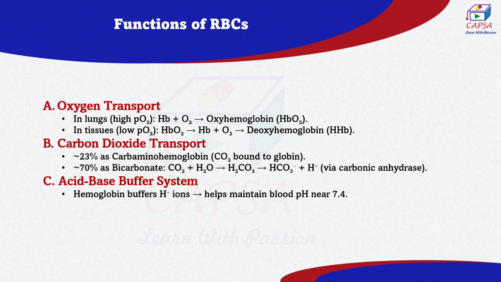Now that we have seen how RBCs are built, let's explore what they actually do. The primary function of red blood cells is oxygen transport. In the lungs, where the partial pressure of oxygen is high, hemoglobin binds to oxygen and forms oxyhemoglobin. This oxygen-loaded hemoglobin travels through the bloodstream to the body tissues. There, under low oxygen conditions, it releases oxygen and becomes deoxyhemoglobin.